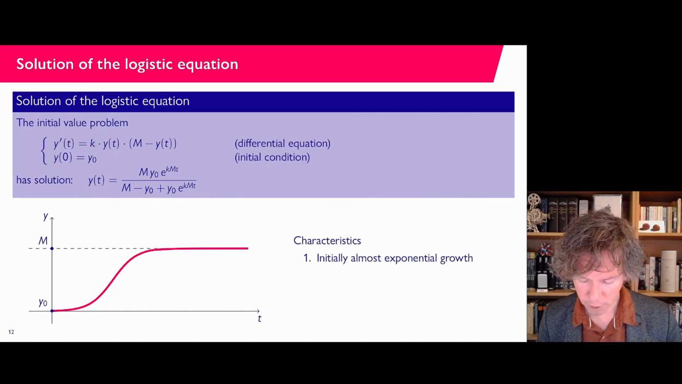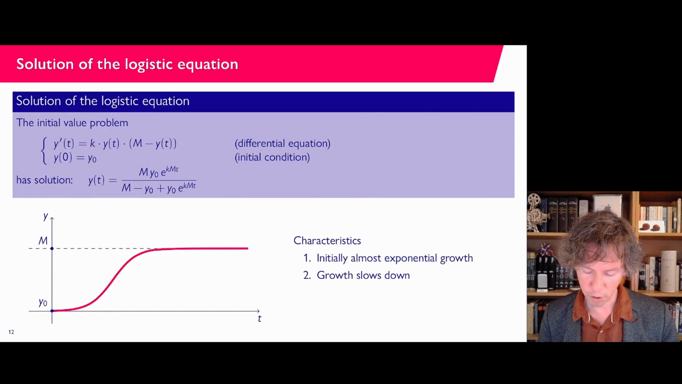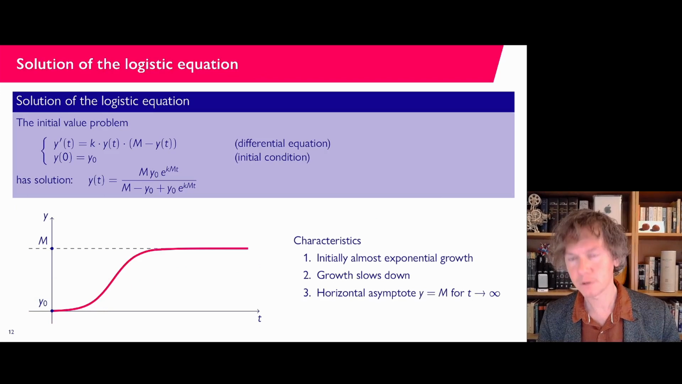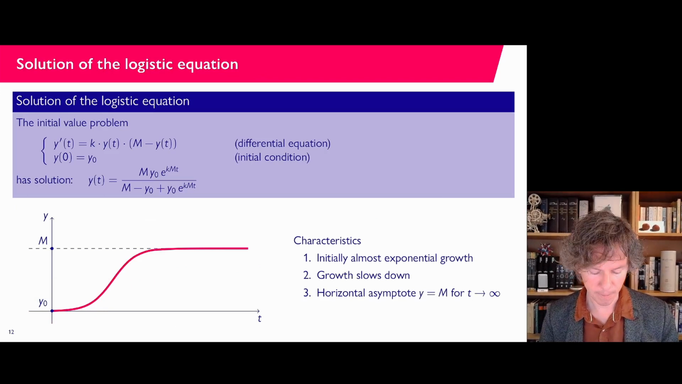So what we have found here is that initially here we have almost exponential growth. Then the growth slows down, so that's this region here. And then for t going to infinity, there is a horizontal asymptote as the population goes to capital M.